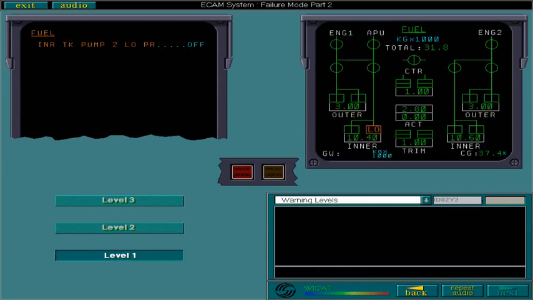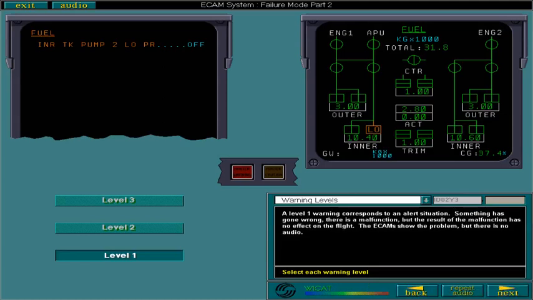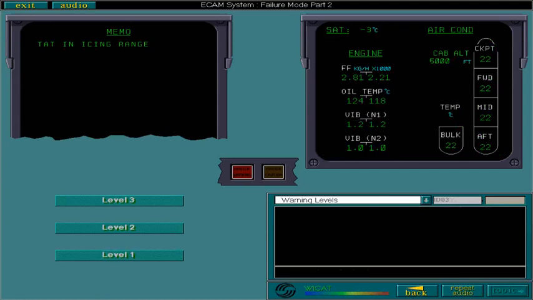A level 1 warning corresponds to an alert situation. Something has gone wrong. There is a malfunction, but the result of the malfunction has no effect on the flight. The ECAMs show the problem, but there is no audio. As you can see, the warning levels are, in fact, a priority system, with level 3 at the top and level 1 at the bottom. Let's look at more prioritizing by the ECAM.